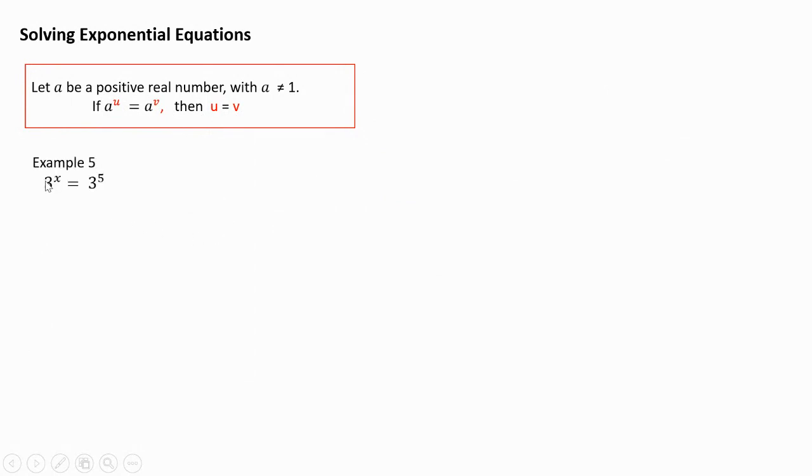Okay, so example 5. If you have 3 to the x power equals 3 to the 5th power, right? So these are the same bases, correct? Same base. Then you can apply the rule. So then x must equal 5. That's your answer.